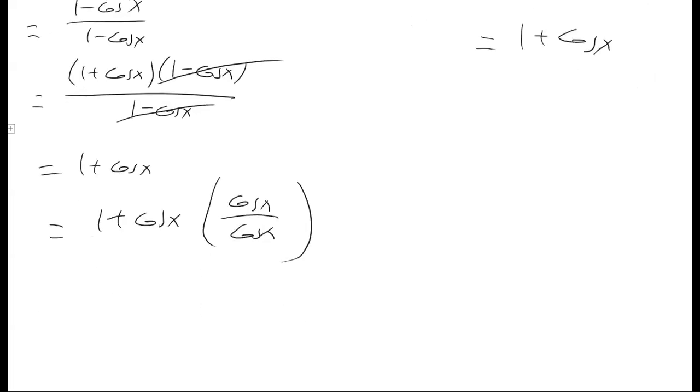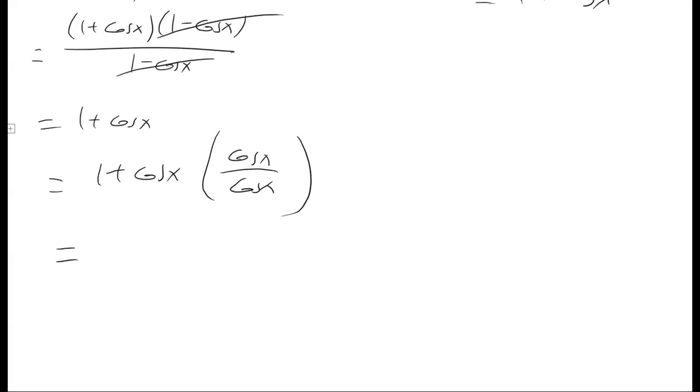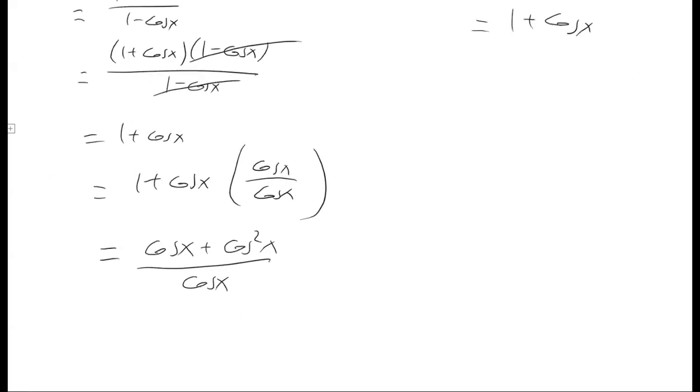Okay, so now that's exactly what I did over here, right? Right here, where I'm underlining. All right, so what do I get? I get cosine x plus cosine squared x over cosine x.